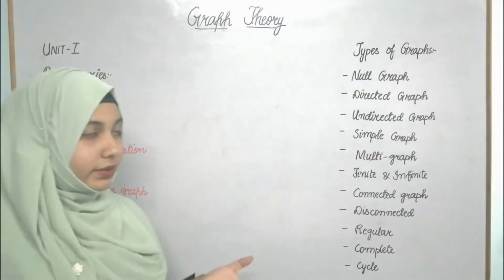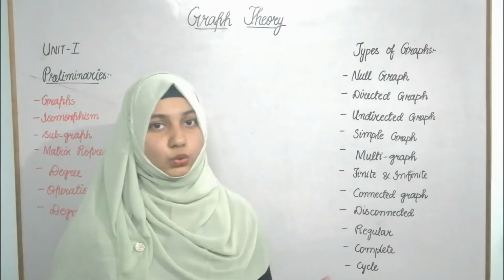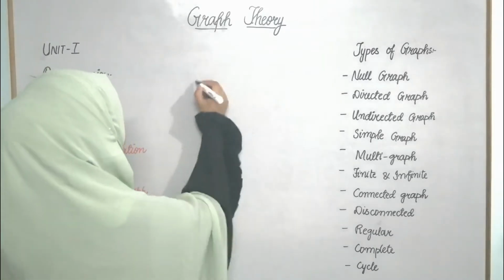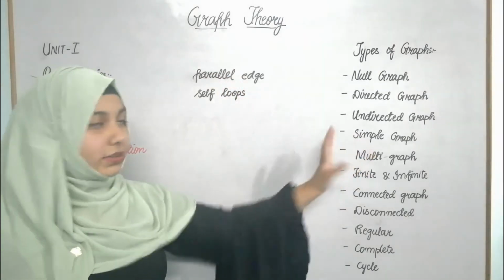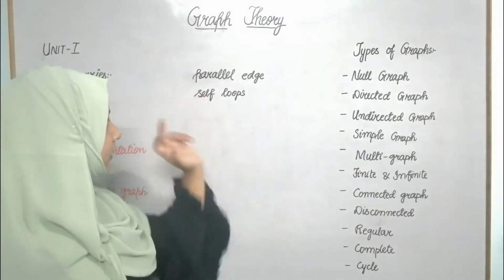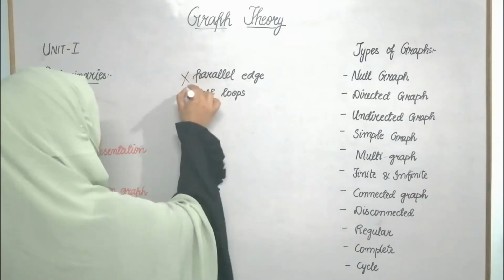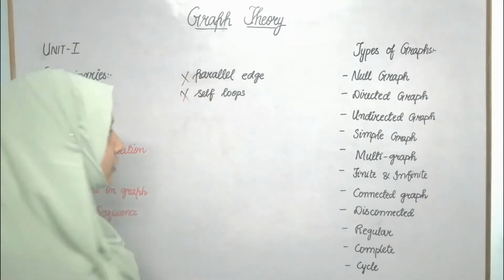Now the next comes the simple graph. What is a simple graph? A graph that contains no parallel edges, no loops, no self loops. You will not have parallel edges. A graph where you have got no parallel edges and no self loops. These two are not allowed. What are parallel edges?